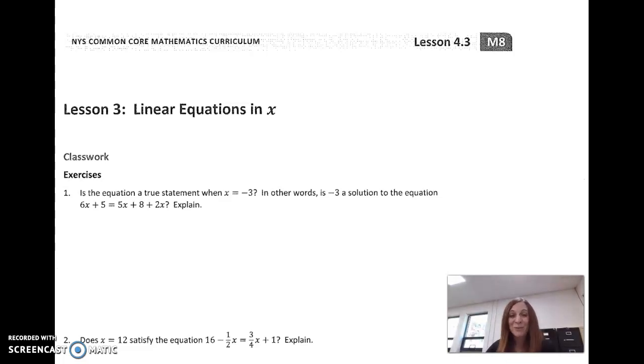Lesson 3 in Module 4 is on linear equations in X. So again, we're just going to focus now on this unknown number that we set up some equations. We've been working on writing those equations. Now we're going to realize, what does the solution mean? What does that variable mean? So let's jump right in.